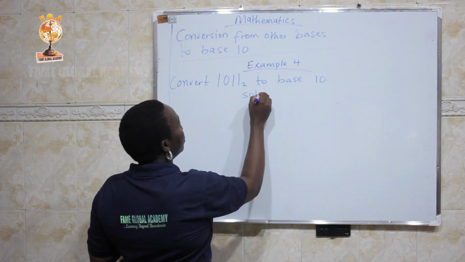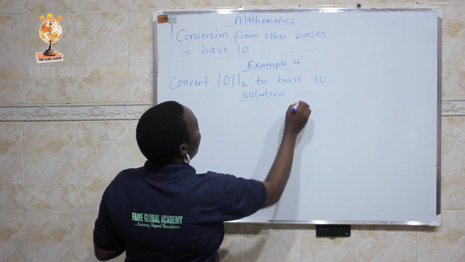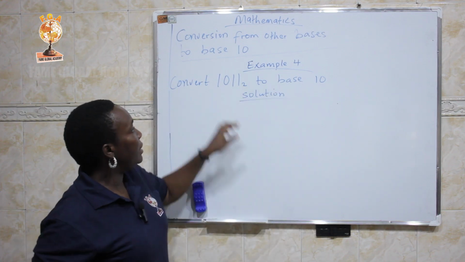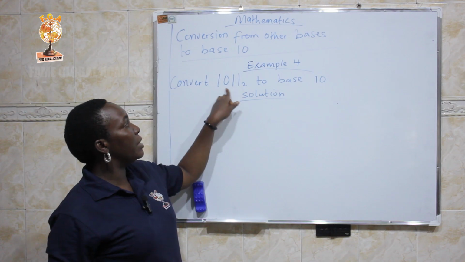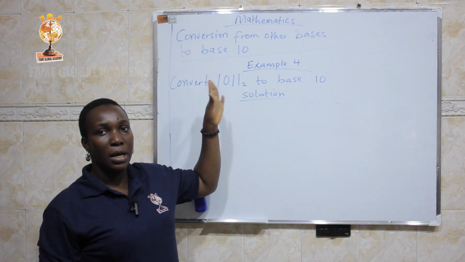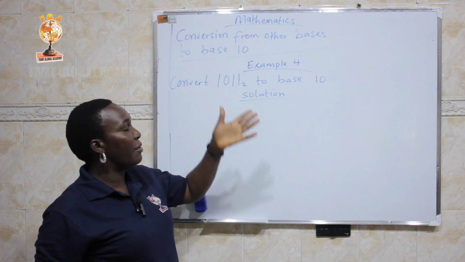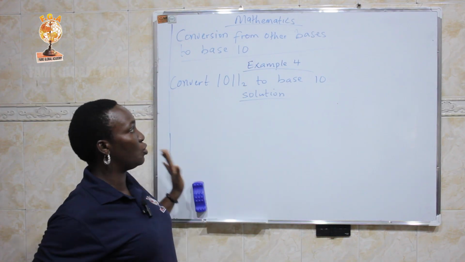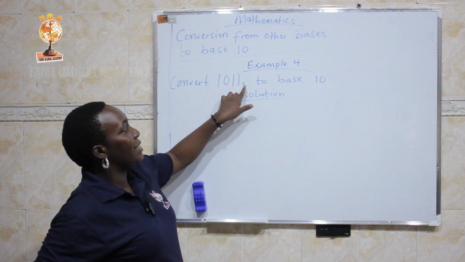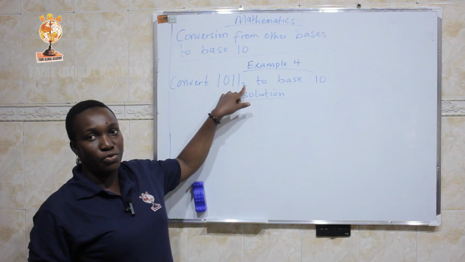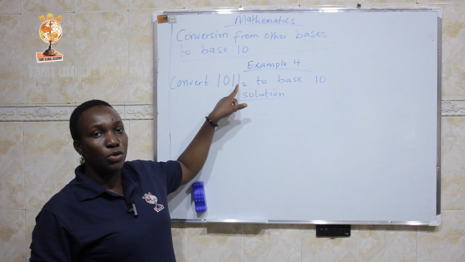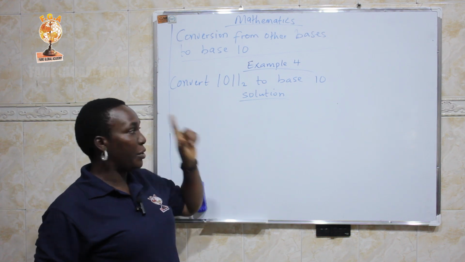Okay, solution. So like I said, anytime you see numbers like this, these numbers are called binary numbers. Any number that consists of 0 and 1 is called a binary number, and they are always in base 2. You can't have a number like this and you are having base 3. No, it's wrong. It must be in base 2 because they are called binary numbers.